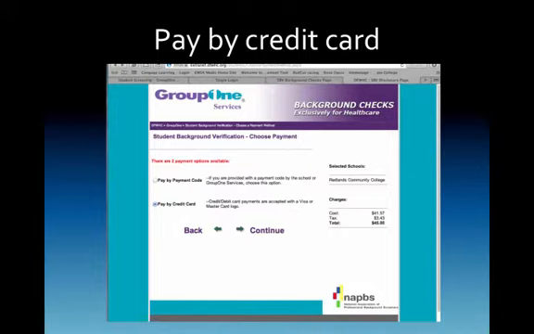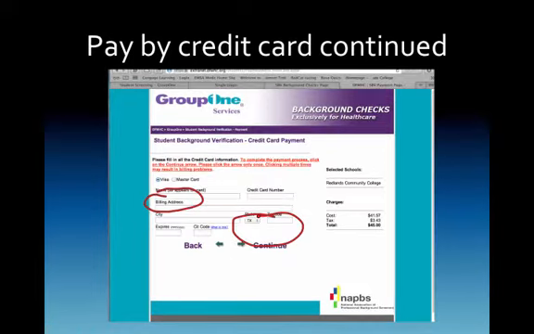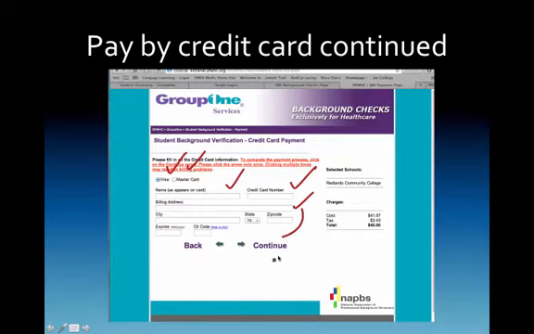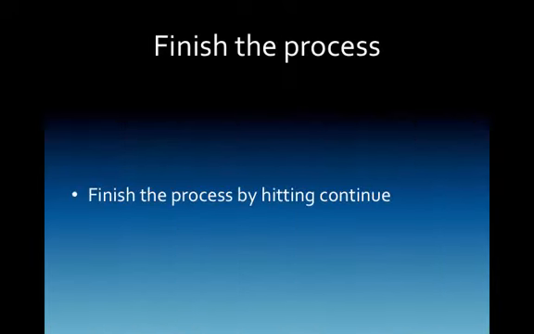This is option 2, which is pay by credit card, and this would be the student's responsibility. We would click on pay by credit card and then hit continue. Afterwards, this will go to another screen in which you will choose what type of credit card you have, whether it be Visa or MasterCard, and then the name on the card, the number, and billing address. Fill all of this out, including the code on the back of the card, and after that hit continue.